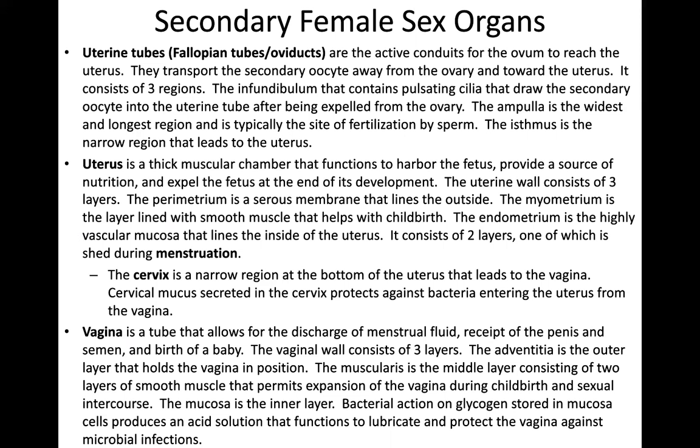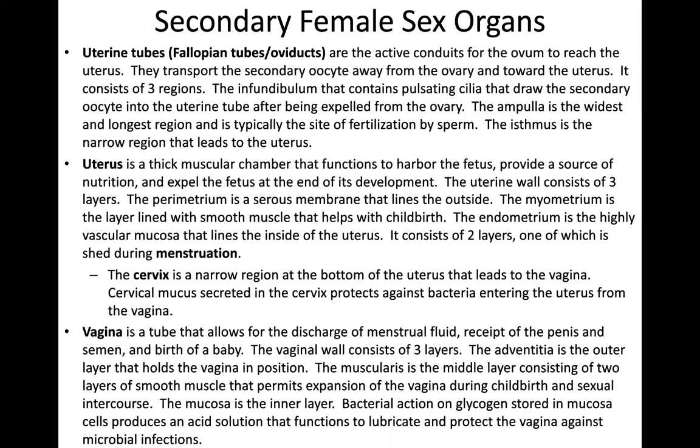There are 3 layers to its wall: adventitia on the outside, just holding it in place; a middle muscularis, made up of 2 layers of smooth muscle, which permits expansion of the vagina during childbirth and sexual intercourse; and an inner mucosa. There, bacteria like to chew up, and I say that very loosely. It's not literally chewing, but bacteria eat up the glycogen stored in the mucosa cells, which ends up producing an acid solution that will lubricate and protect the vagina against microbial infections.